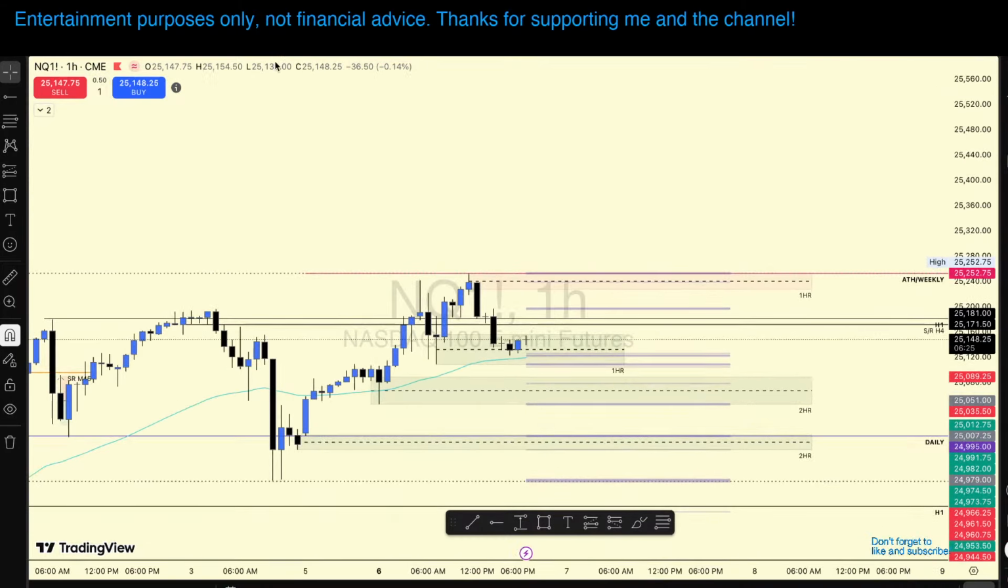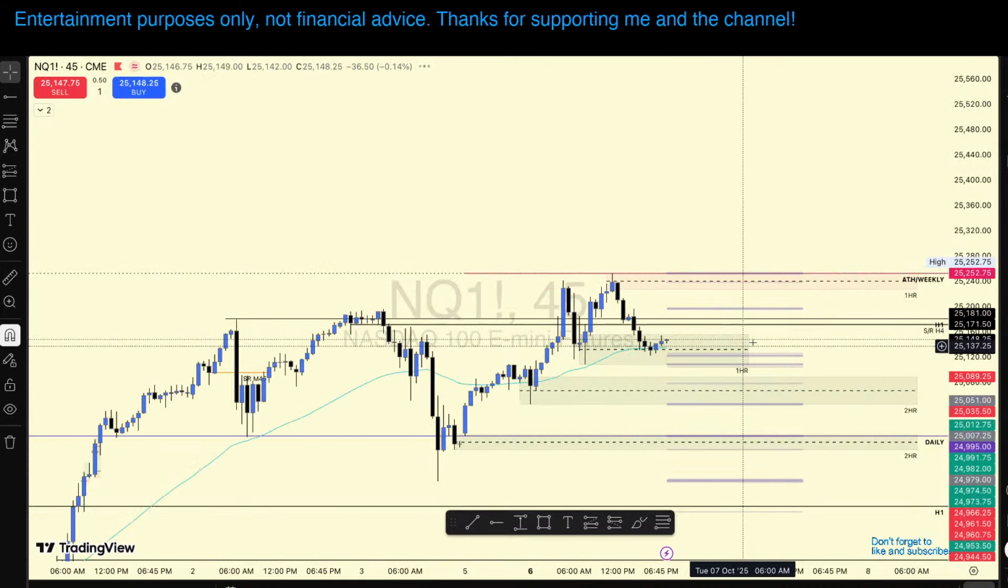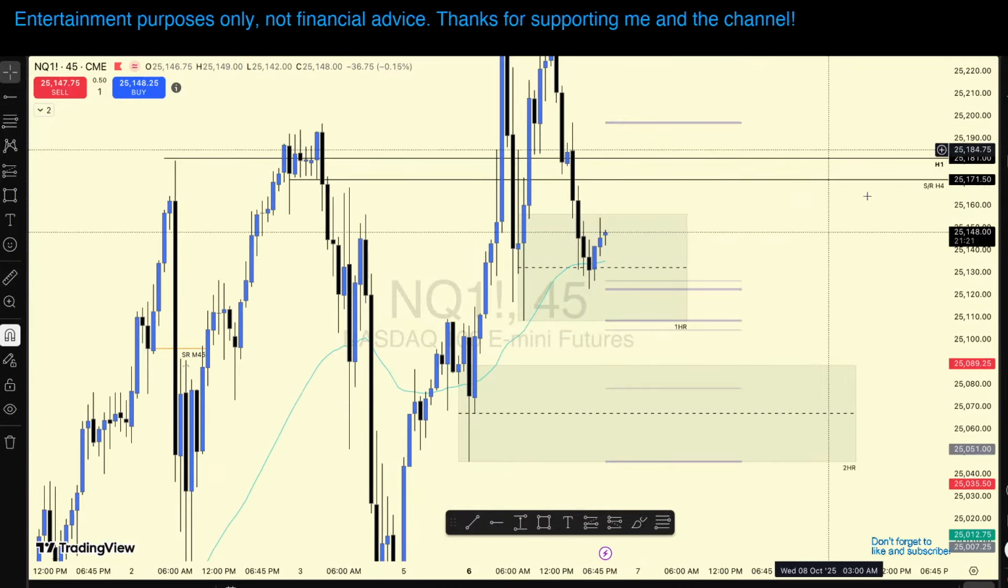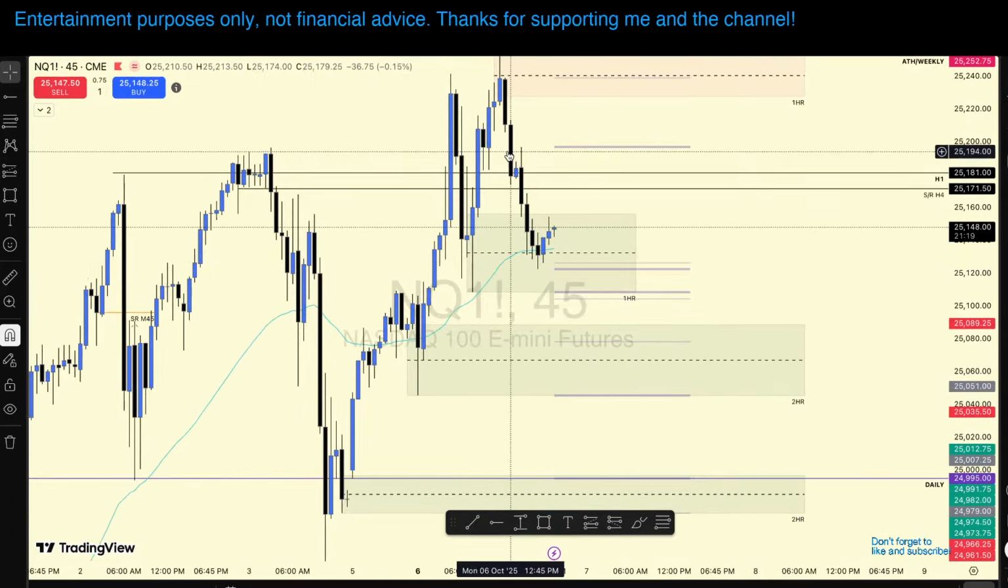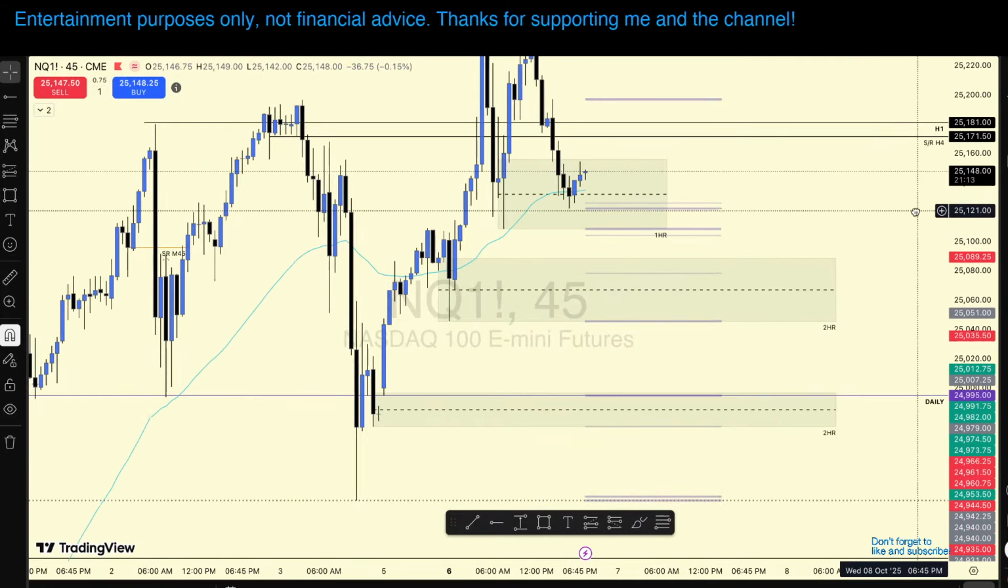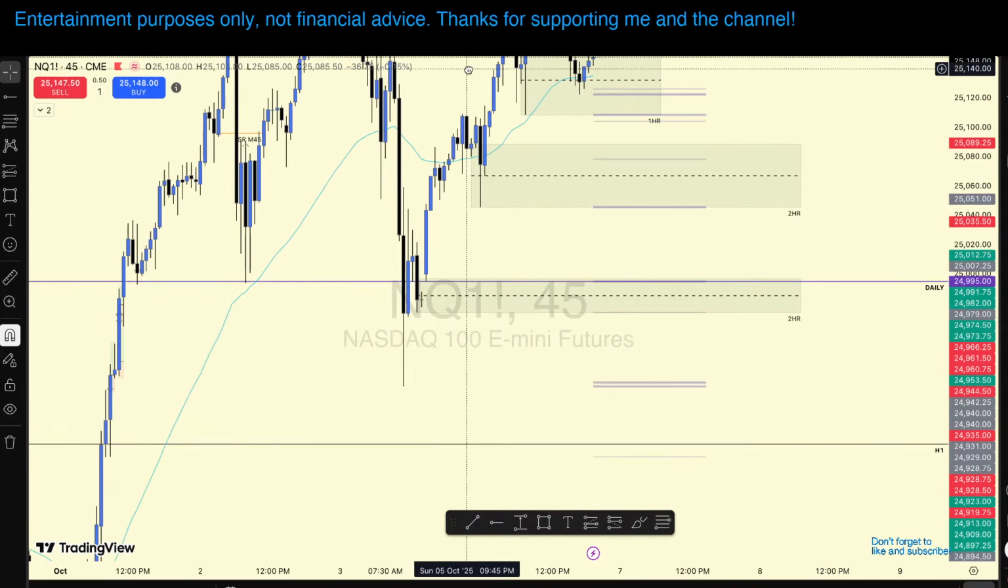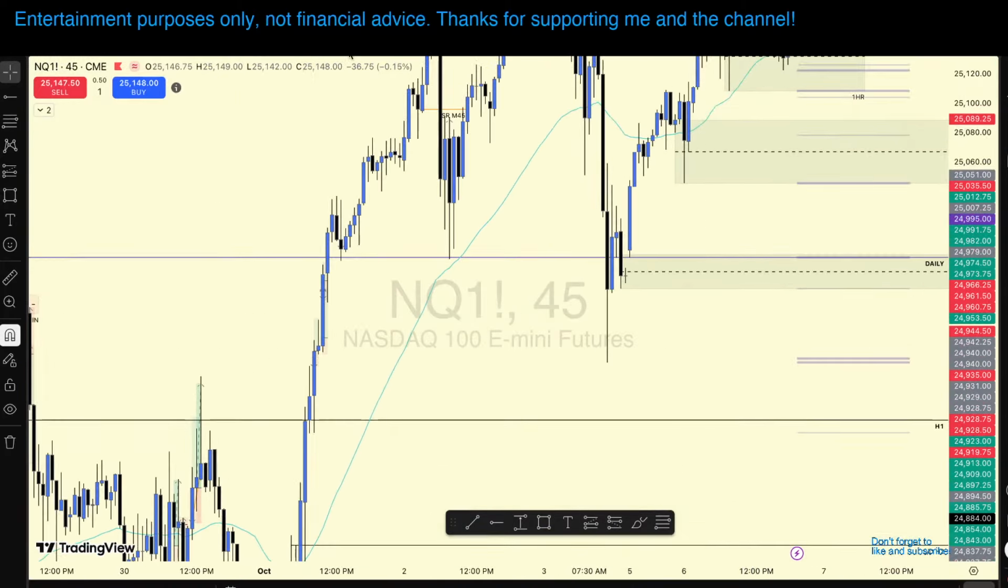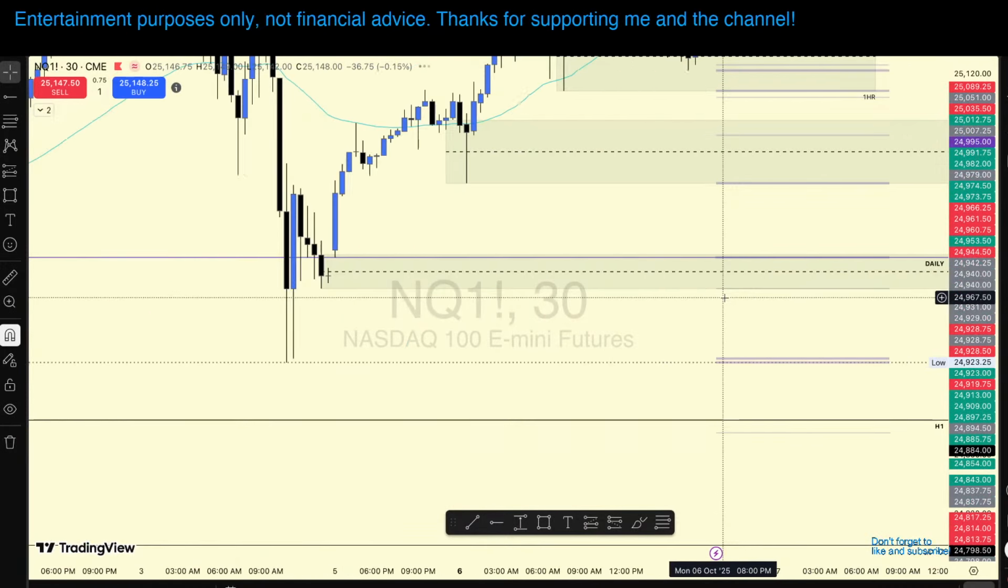Go back up. I'm not gonna mark out any 45s because I already have a bunch of levels already. H1 is already marked out, so I don't need to mark a 45-minute supply here. I can use my key level instead. And let's go into the 30.